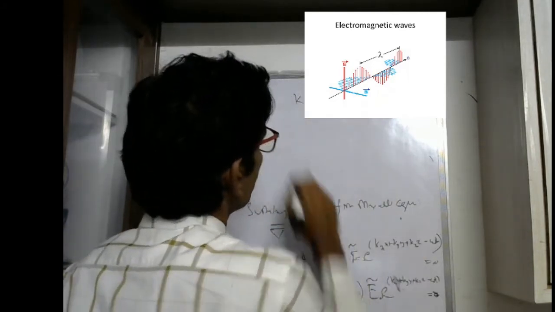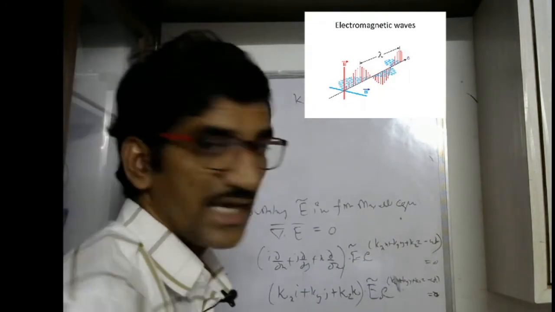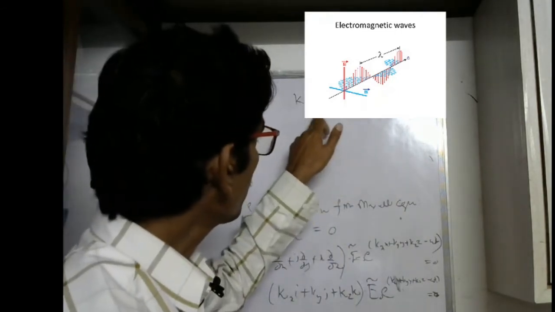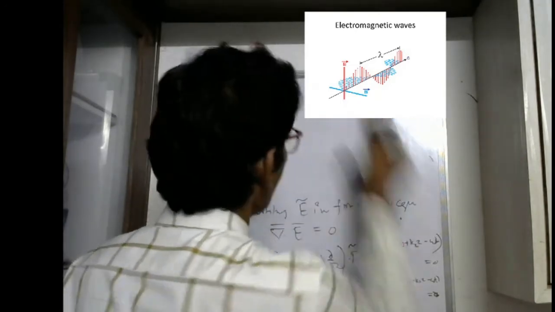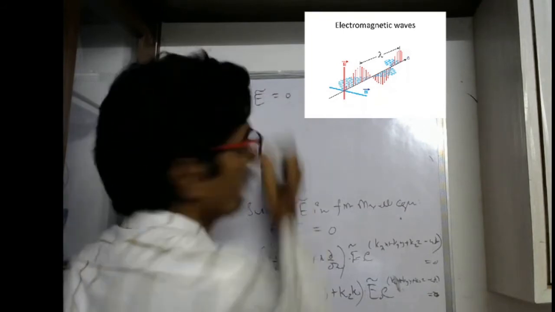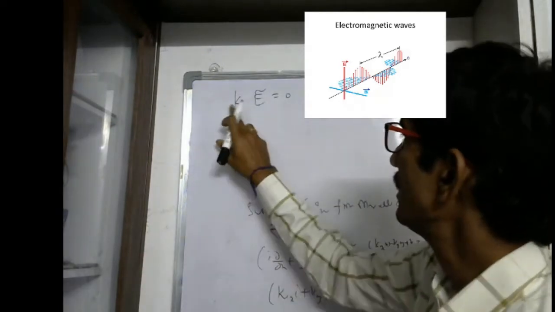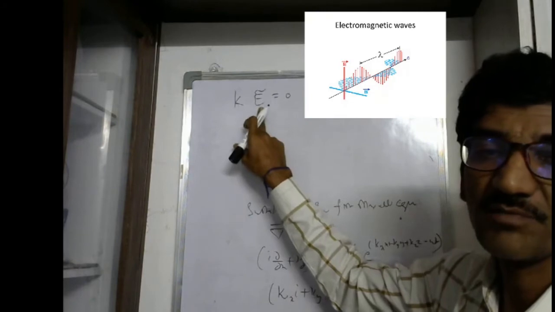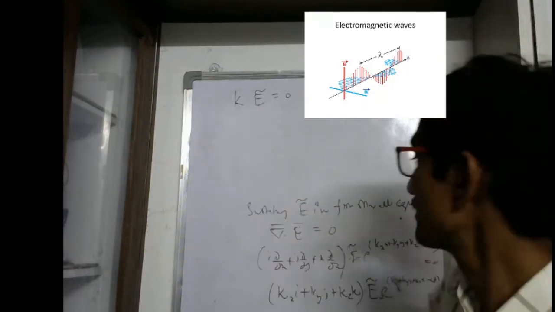This is 0. What's the meaning of this? K is along the z axis. The dot product between K and E being 0 means K dot E is equal to 0. That means what is the angle between this k vector and E vector? 90 degrees. So E is perpendicular to K, which means it is perpendicular to the Z axis.